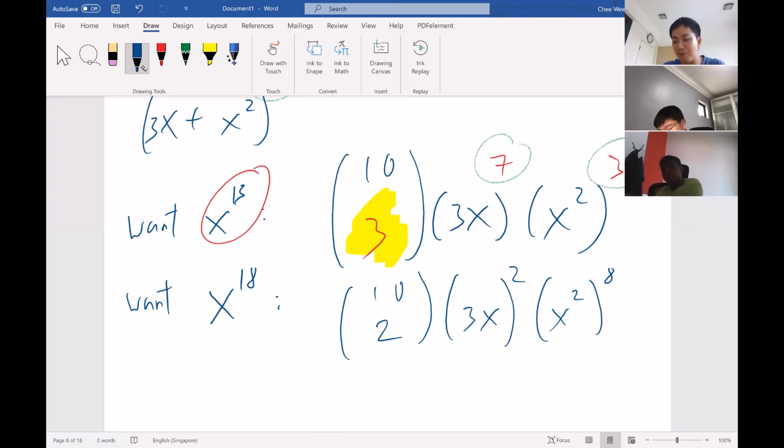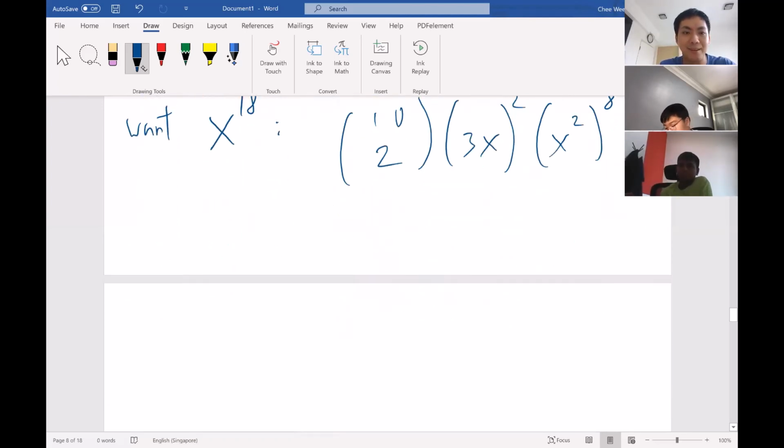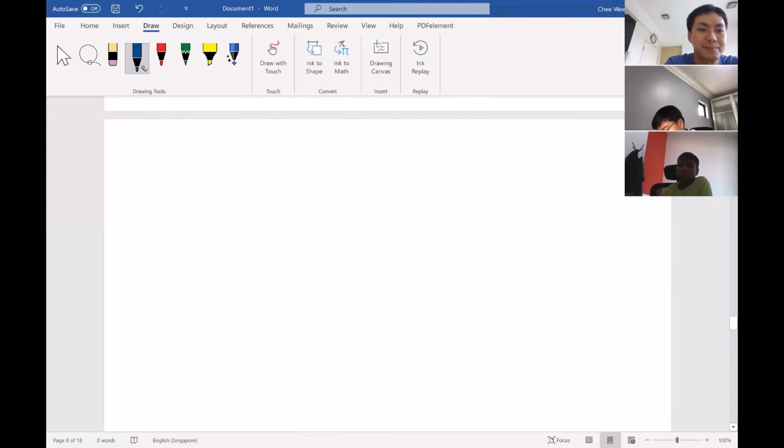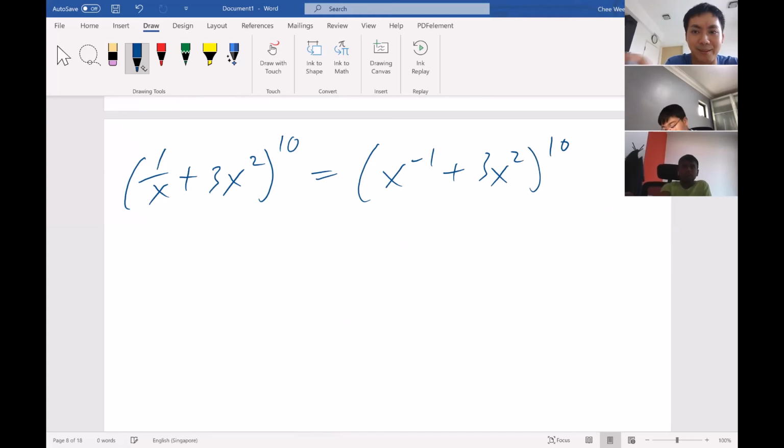Okay, so I want you to train to think of these things, all right? There is another way, of course, but I will not go through it in today's lesson. Okay, so one more. Now it's like 1 over x plus 3x squared to the power of 10. Don't deal with this kind of thing mentally. Rewrite it for yourself first. This is x to the power of -1 plus 3x squared to the power of 10, okay?